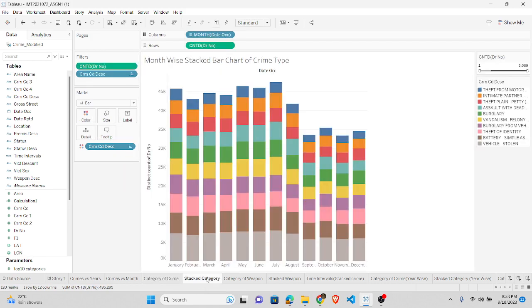Building on the understanding of crime categories, this stacked bar chart explores how different crime categories distribute across months. The consistent trend across months reinforces what we observed in the pie chart, highlighting a stable distribution of crime types throughout the year.